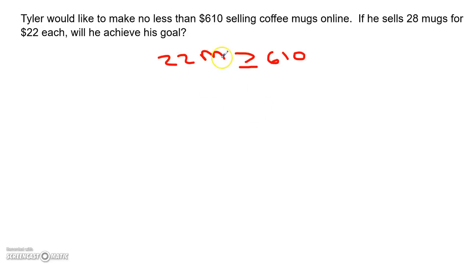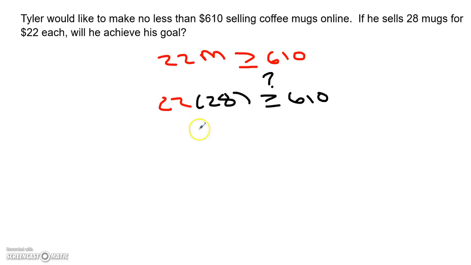So 22 times the number of mugs would be an inequality representing this situation, but we're also given the number of mugs in this case. So 22, and I'm going to use parentheses for multiplication, 22 times 28, is it greater than or equal to 610? If so, will he achieve his goal by selling 28 mugs? If you multiply them together, you find that 22 times 28 is 616. So 616 is greater than 610.